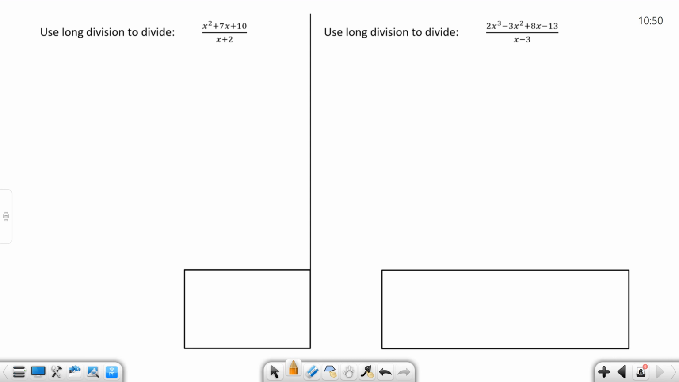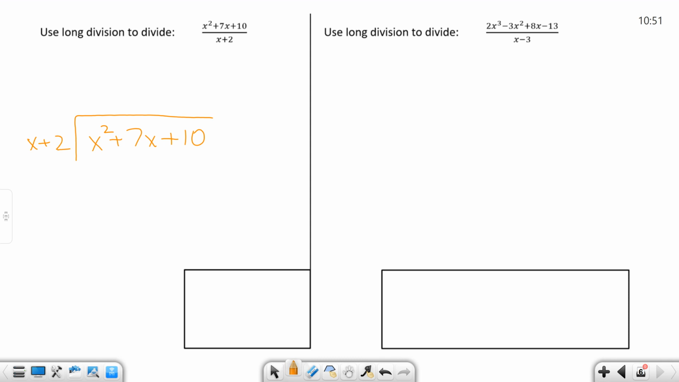So now we're going to use long division. We're going to long divide these things here. So what goes under my house here? X squared plus 7x plus 10. And outside is x plus 2.